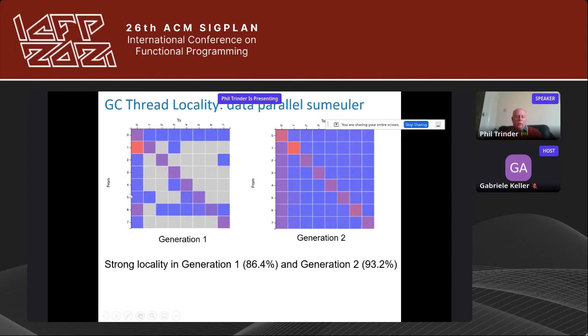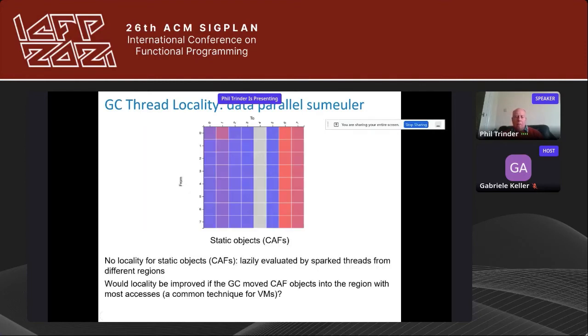What we see for generation 1 and generation 2 collections is good locality. So many of the objects being processed by the GC threads are local, and then small amounts of remote access. Generation 2 is similar, although there is a bit more remote access. But for the static objects, there's no locality.